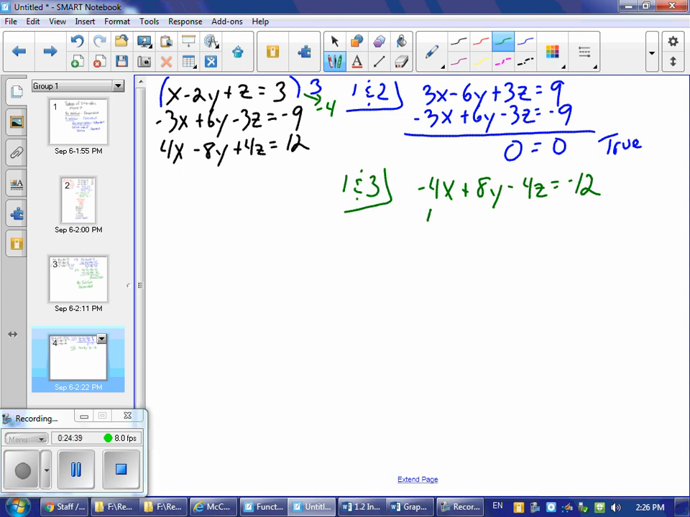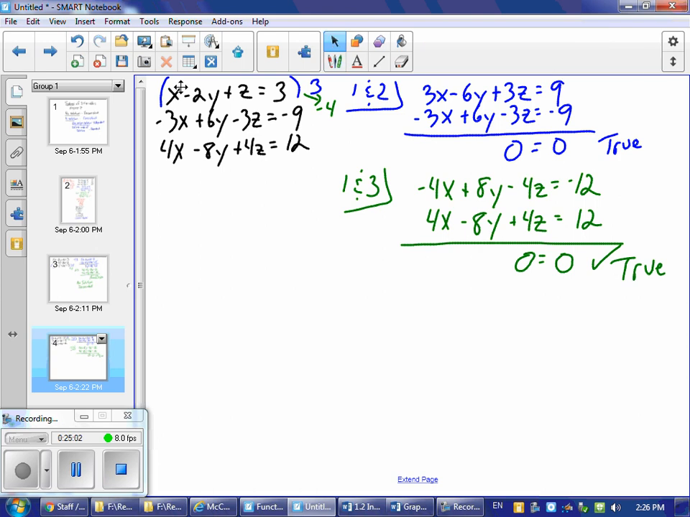The last equation, 4x minus 8y plus 4z equals positive 12. Adding those up, you should be able to see that once again, we're going to get 0 equals 0, which is a true statement. What that tells me, and this is kind of an odd case, is that all three of these are actually the same plane. So because of that, there are an infinite number of solutions.